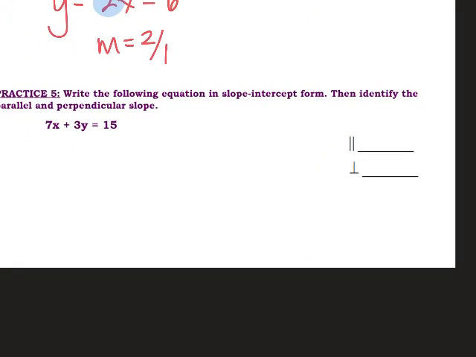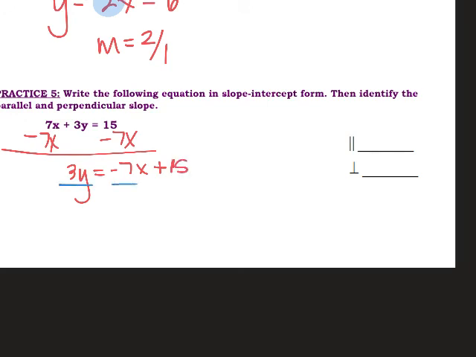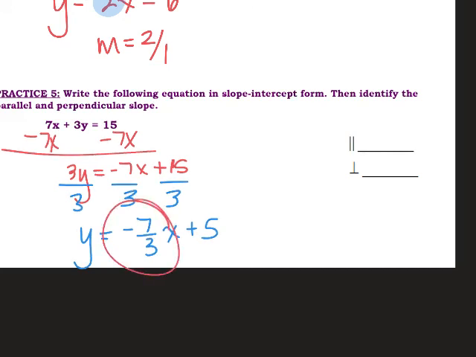Good job, guys. All right, so we're going to subtract over the 7x. Right, we got 3y. Make sure you put the x first. And then we're going to divide everything by 3. Sometimes it divides, sometimes it doesn't. Does the negative 7 divide evenly by 3? No. Nope, so leave it exactly as it is. Does 15 divide by 3? Yes. Which one's your slope? So what's your parallel slope? And your perpendicular? Good job, guys.